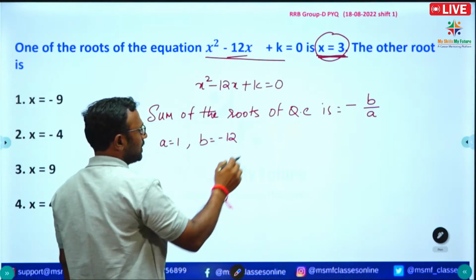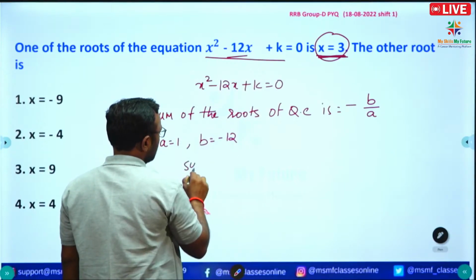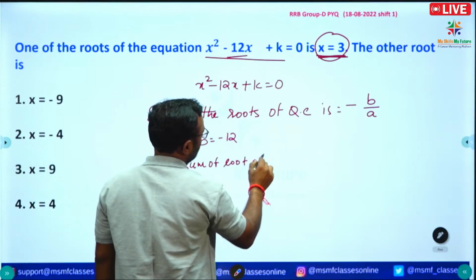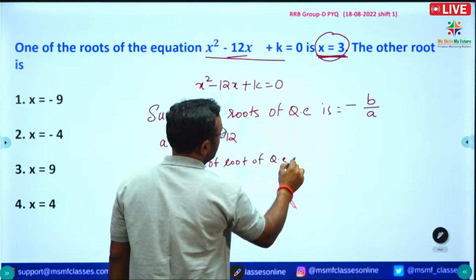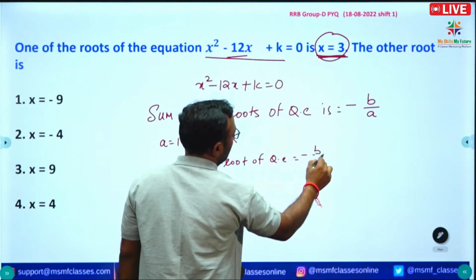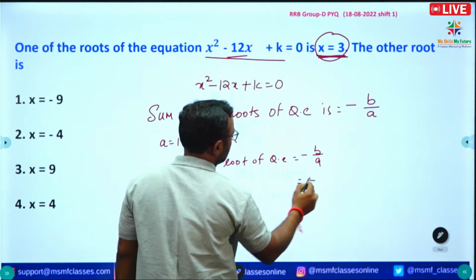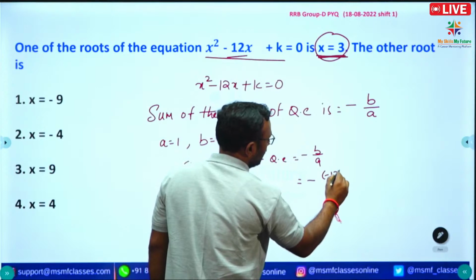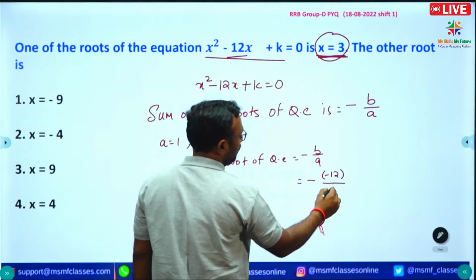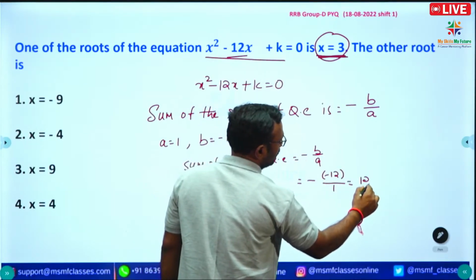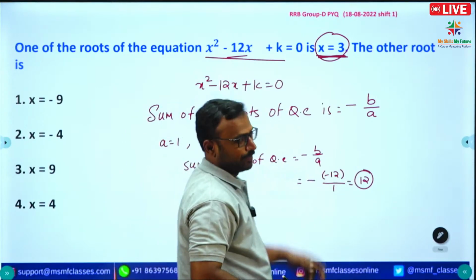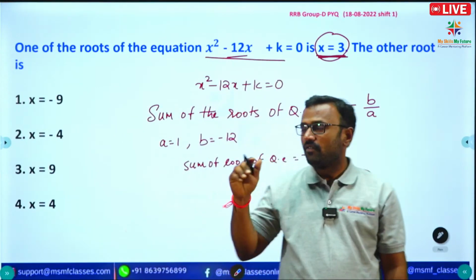So the sum of the roots of the quadratic equation is minus b by a. Minus b is minus 12, divided by a equals 1, so the sum of the roots of the quadratic equation is 12.